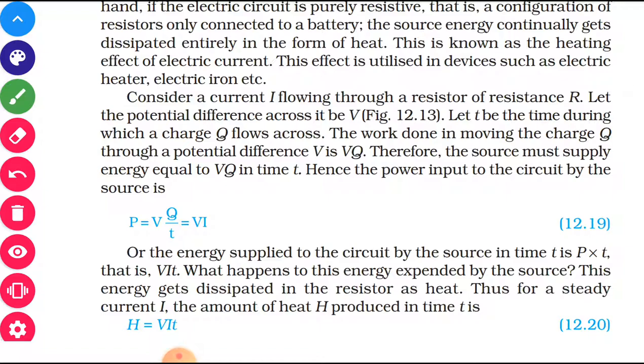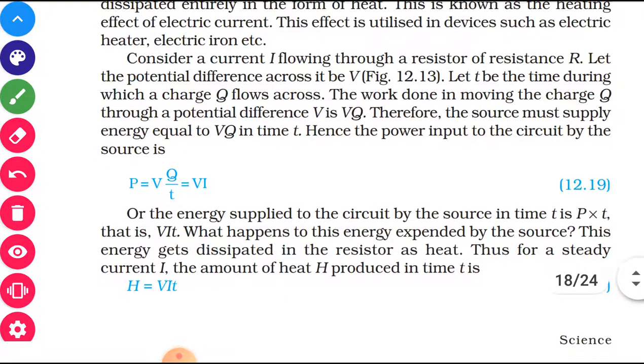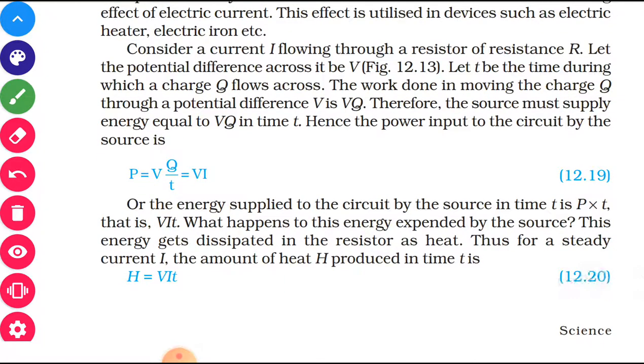This effect is utilized in devices such as electric heater, electric iron, etc. So there are certain devices in which the heating effect of electric current is necessary, like the electric heater, electric iron, toaster, etc. But when you talk about an electric fan, then the heat which is generated is considered to be electrical energy wasted in the form of heat.